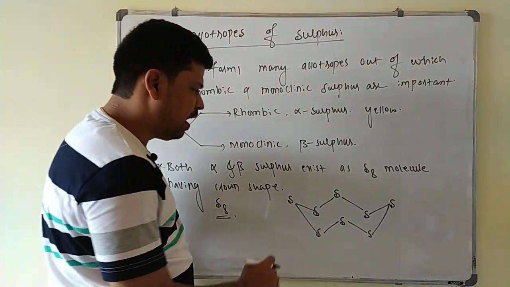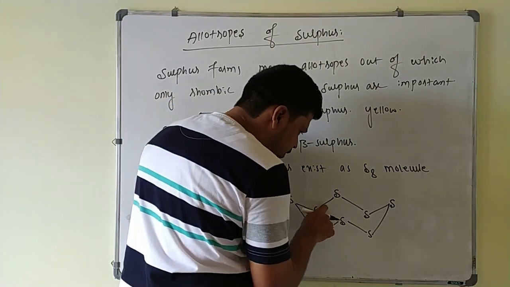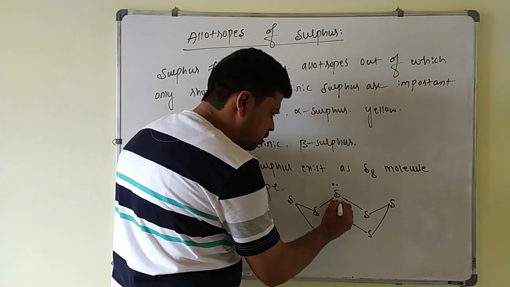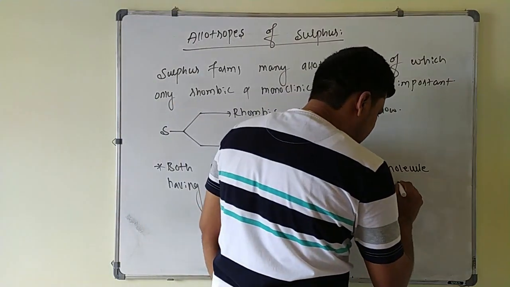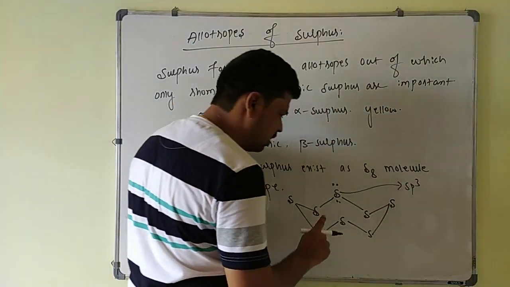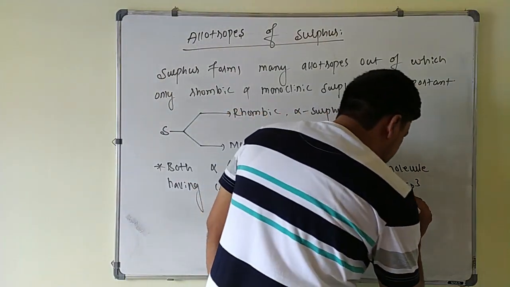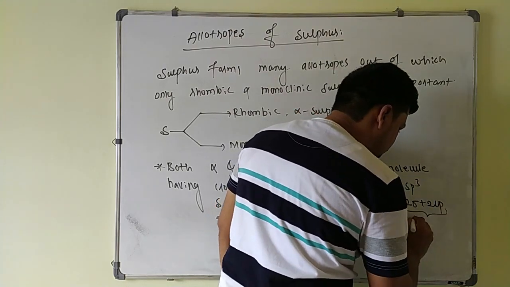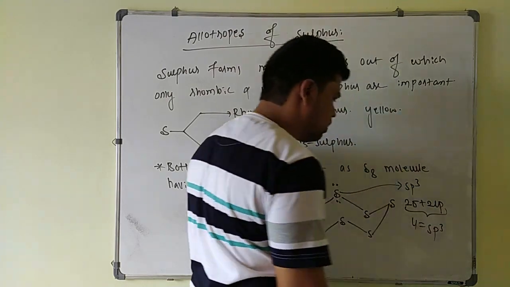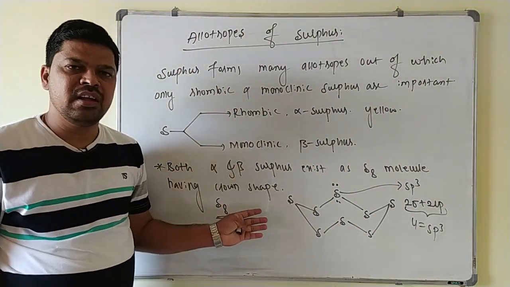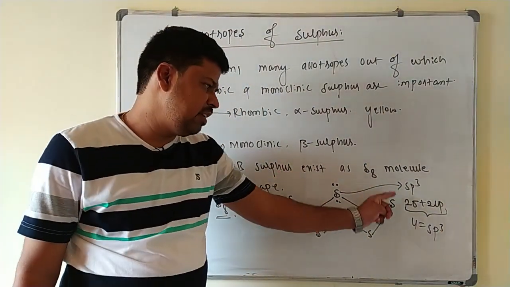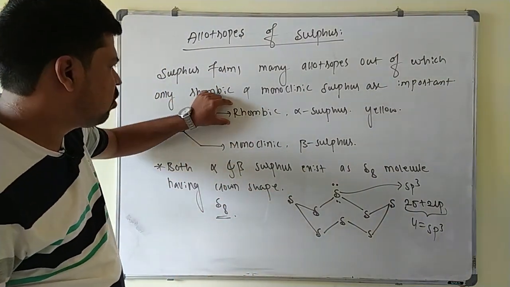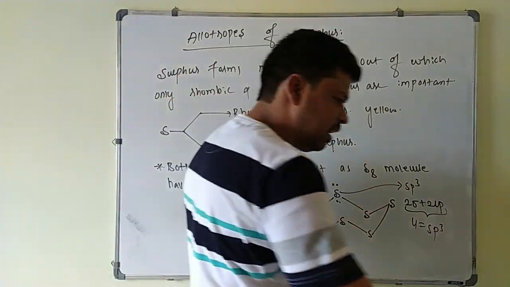This S8 molecule exists as a crown shape. After forming two sigma bonds, each sulfur has two lone pairs of electrons. So in the S8 molecule, each sulfur is sp3 hybrid, because it has two sigma bonds plus two lone pairs of electrons, so the total number is 4, and already we know that it is sp3 hybrid. So both have an S8 molecule with a crown shape, and each sulfur is sp3 hybrid in this molecule.